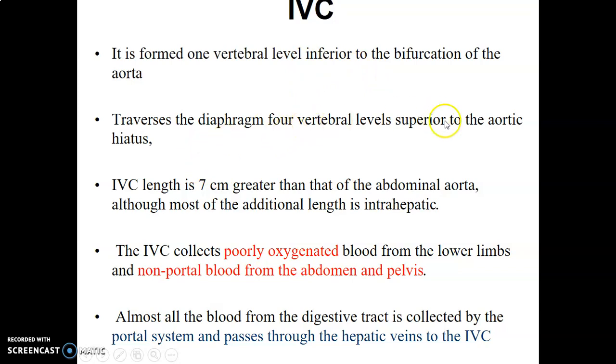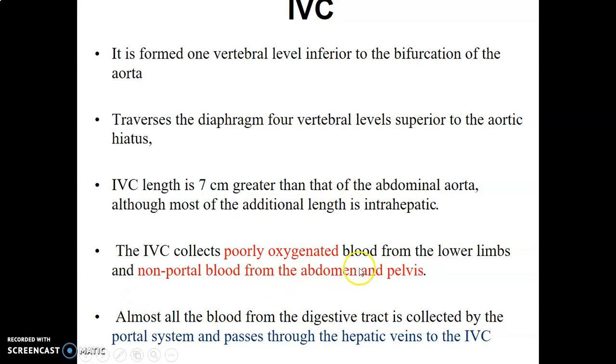Inferior vena cava is 7 centimeters longer than the abdominal aorta. Most of the additional length is intrahepatic. So most of the length of the IVC is intrahepatic. The IVC collects poorly oxygenated blood from the lower limbs and also collects non-portal blood from the abdomen and the pelvis.